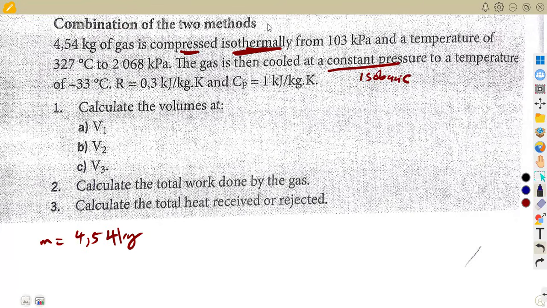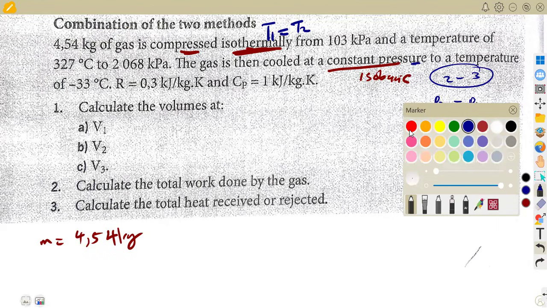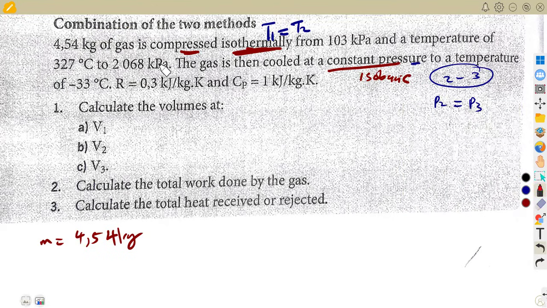Isothermal, where T1 is equal to T2. The isobaric is continuing from stage 2, so it will be stage 2 to stage 3. In terms of pressure, we say P2 will be equal to P3. This is what I'm trying to say. The first stage is a compression, 1 to 2. Then we have another part, 2 to 3. So that is the idea there.